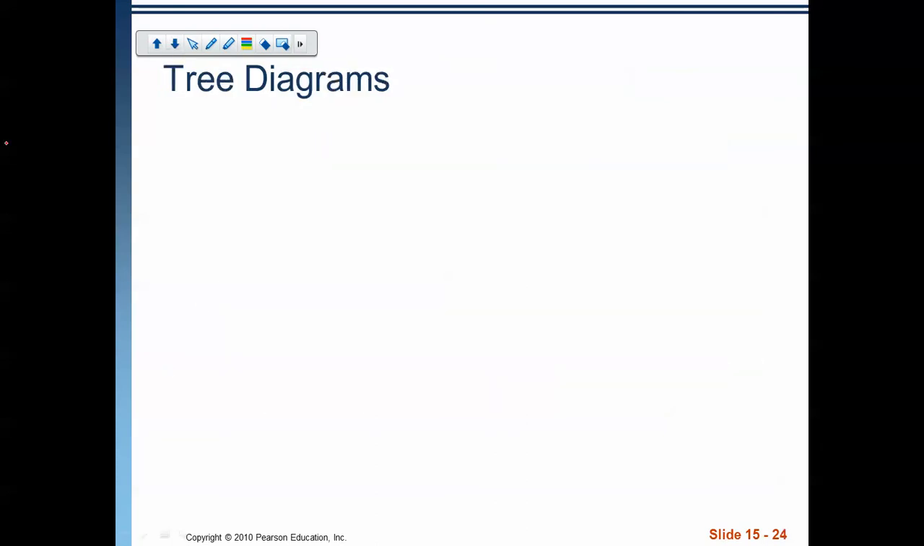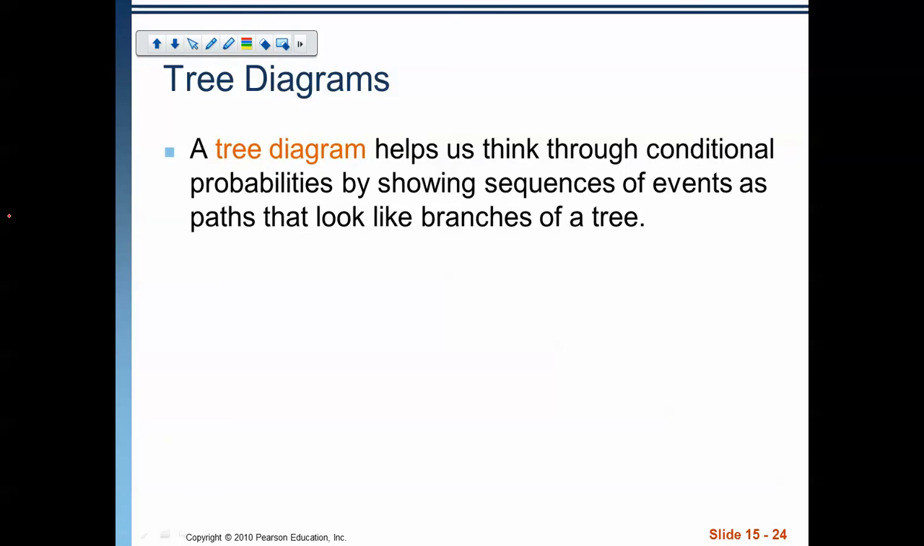So this hopefully should be where we start talking about tree diagrams. A tree diagram helps us think through conditional probabilities by showing sequences of events as paths that look like branches of a tree.